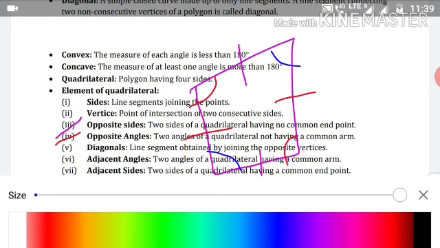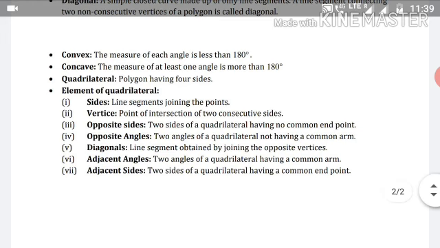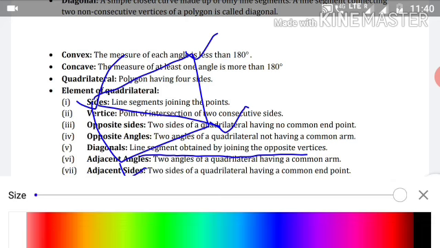Now diagonals. So we know what a diagonal is. The line segment obtained by joining the opposite vertices. Now we know what a vertex is, isn't it? Suppose this is one figure, and now which are the vertices? This is one vertex, this is one vertex, and this is one, and this is one. Now if you join two vertices, this is called a diagonal. And another diagonal, now this is another diagonal.